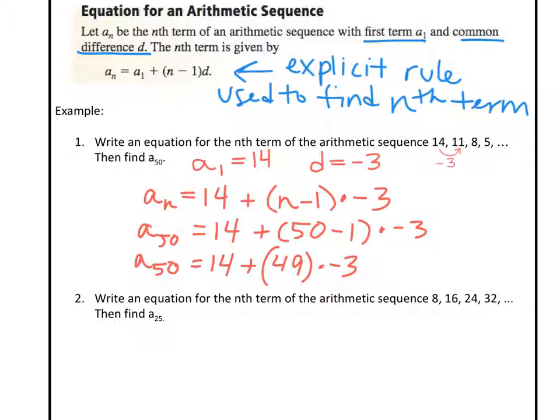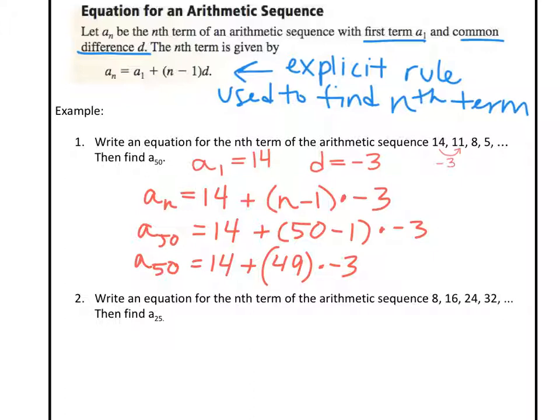Can you please find the 50th term? So plug in to your calculator, figure out what's the 50th term. You're subtracting 3 49 times, and you're adding it on to 14, which is your first term. So I need you to plug it in your calculator. I think it should be a negative number. Do we get -133? Or did I do something wrong?